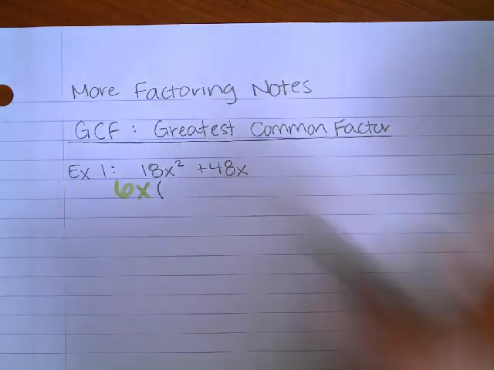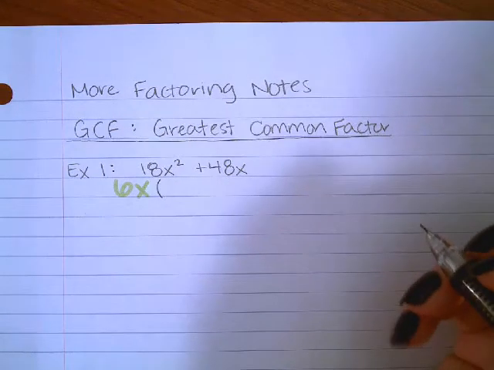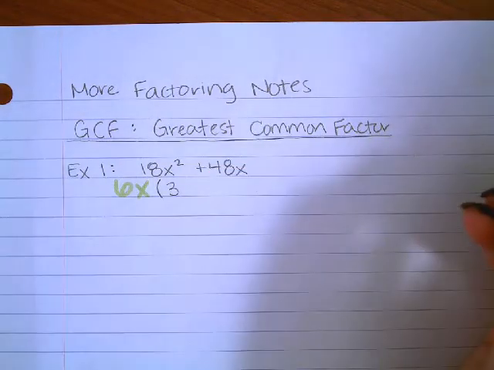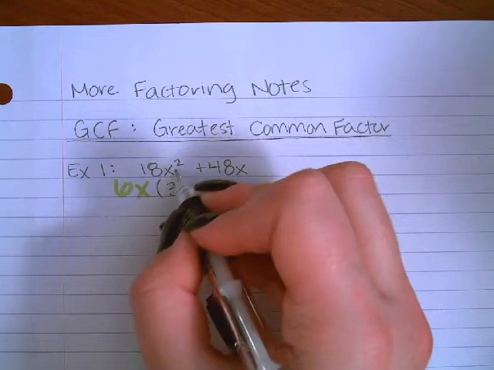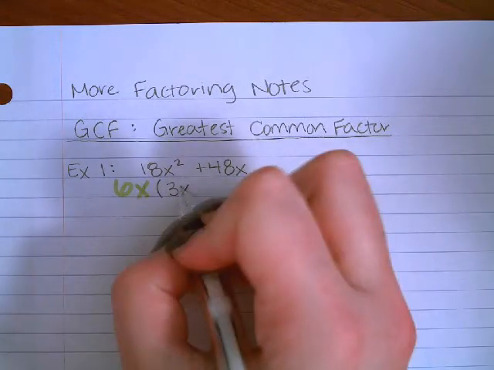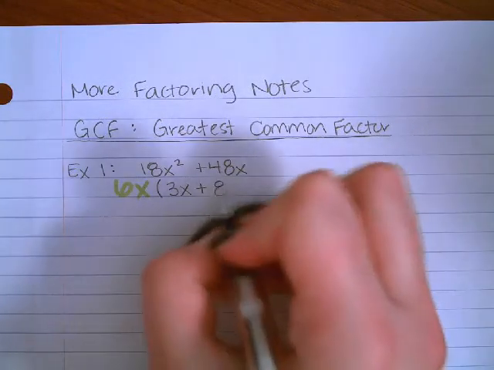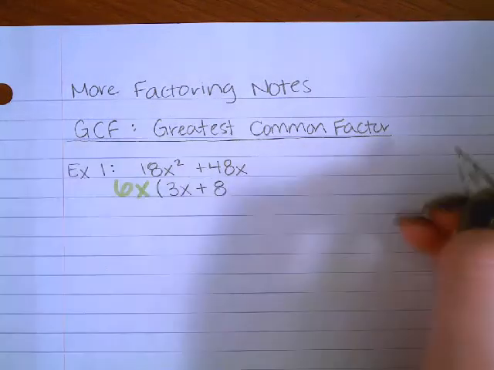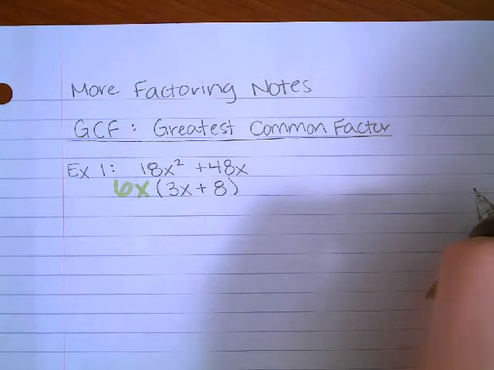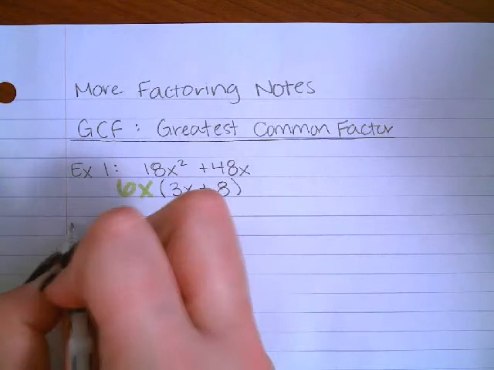All right, and then everything else gets written inside, and I always think of it as the leftovers. So if I do 18 divided by 6, I get 3 left over. If I think about x squared, that's x times x. I have one of them in the front. That means there's 1 left over inside. 48 divided by 6 has a leftover of 8. The x was already in the front, so there's nothing left over. And so that right there is my final answer. 6x is the GCF. 3x plus 8 is the other factor.